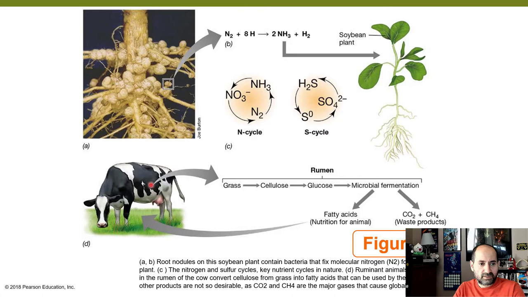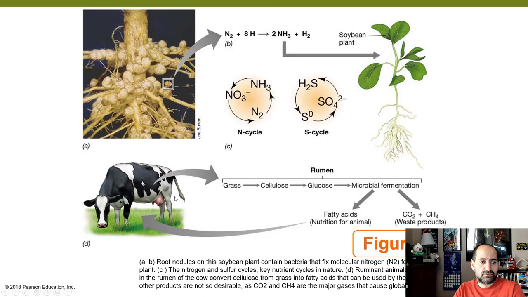Remember that these ruminants, these animals that can digest plant matter, have multi-chamber stomachs, and in the rumen of these animals you have microorganisms that are able to break down cellulose, something that animals cannot normally break down. For instance, you and I cannot break down cellulose into glucose. However, with the help of these microorganisms, these ruminant animals are able to break down cellulose into glucose and then utilize that glucose for energy.